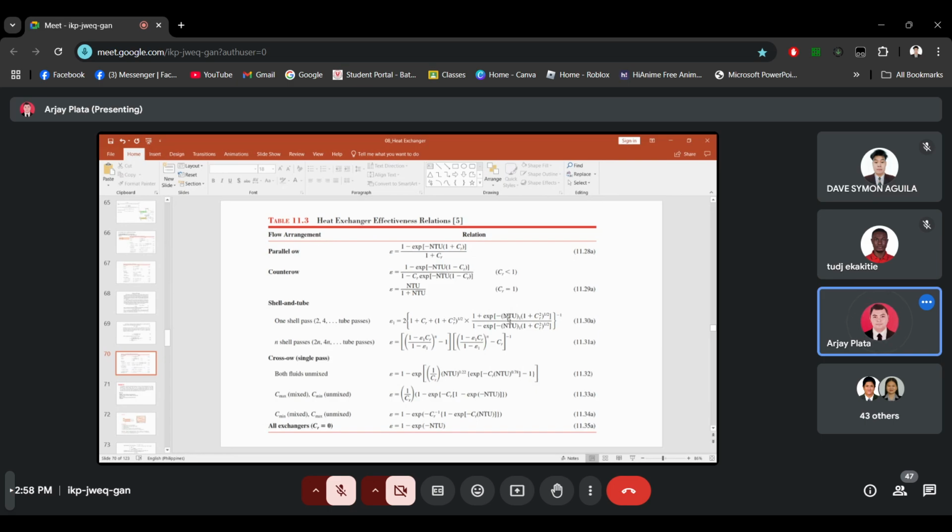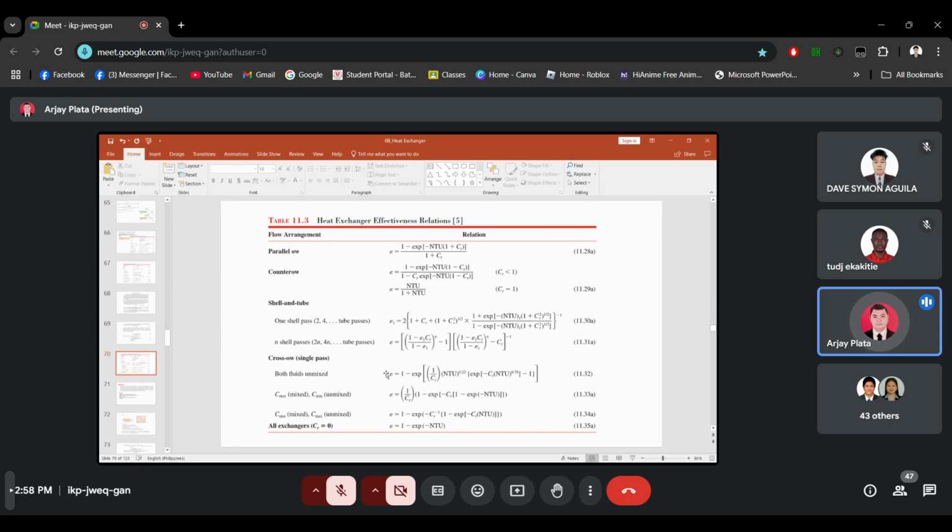So these two parameters are required for you to be able to calculate the values of E, or effectiveness. This is for one shell pass, two for two passes, N passes of shell. So yeah, that's the formula. If a cross flow, so single pass, this is both fluids unmixed. So this is now the formula.